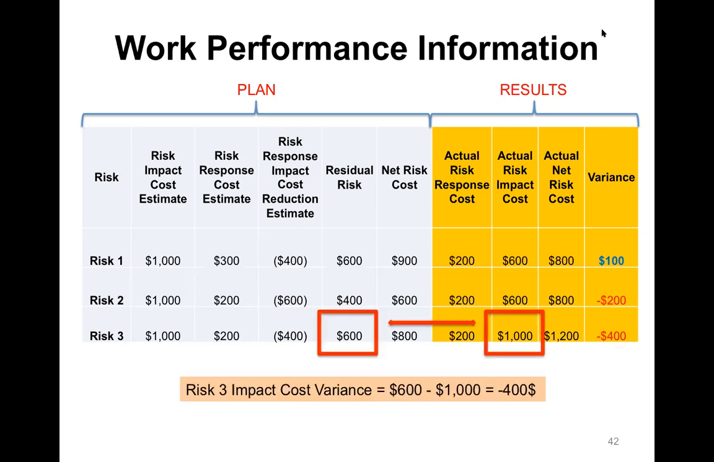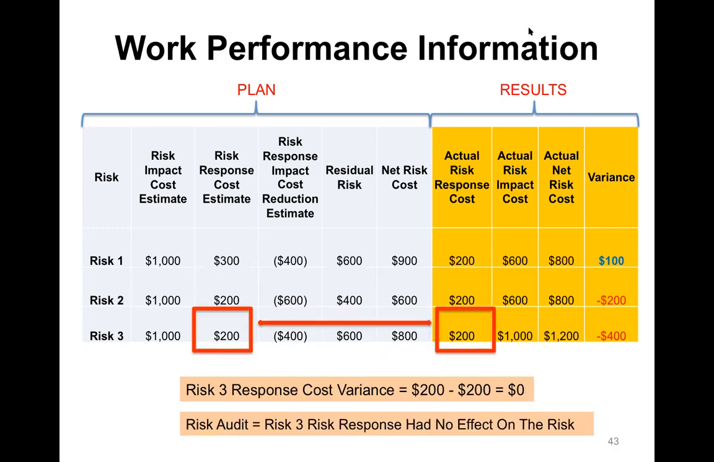Well, first of all, the impact cost variance is the difference between the $600 residual risk, which is what we planned to have to absorb that we could do nothing about, minus what we actually absorbed, which is $1,000, gives us a negative $400 variance. So that's where the variance is coming from. And we can see that our risk response cost variance is 0. We were bang on with that. We were correct with that. So we were right about our risk response costs.